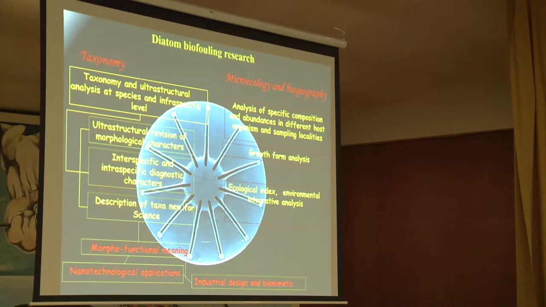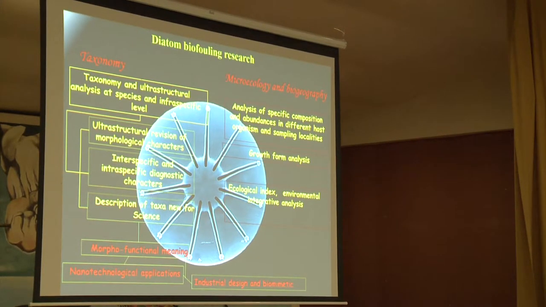So, in a classical but modern diatom biofouling research, there are normally three different aspects that we study: a taxonomical aspect, a microecological and biogeographical aspect, and also some more applied aspects such as biomimetics, bioinspiration from this shape to biotechnology.